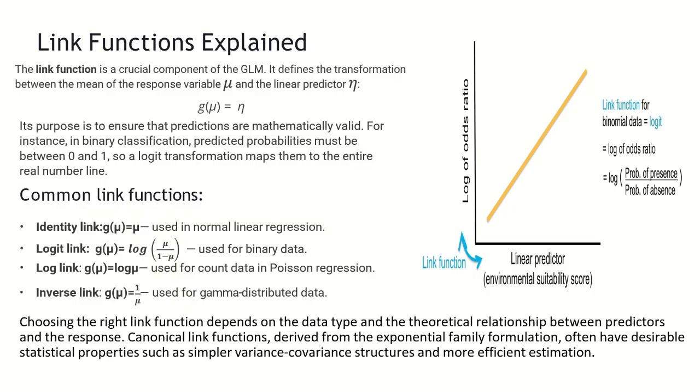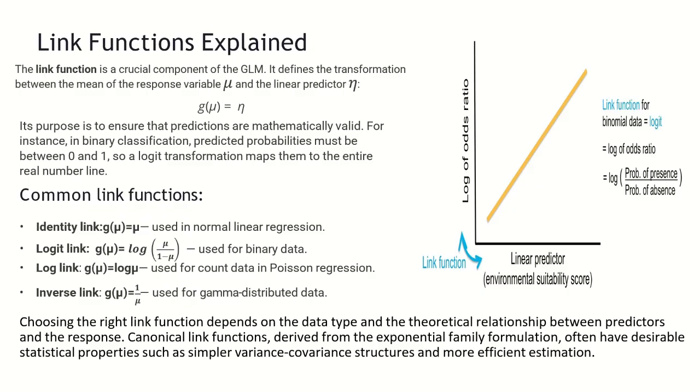For instance, in a binary classification, probability must be between 0 and 1. So, we use a logit transformation to map them to the real number line. Common examples include identity link for normal regression, the logit link for binary data, the log link for count data, and inverse link for the gamma distribution variables.